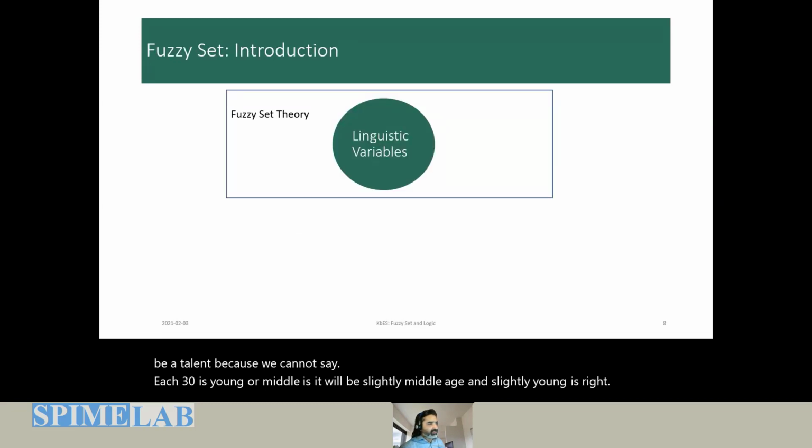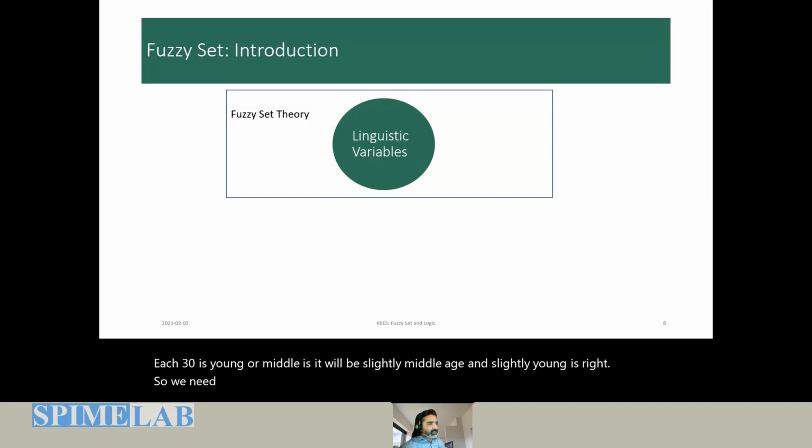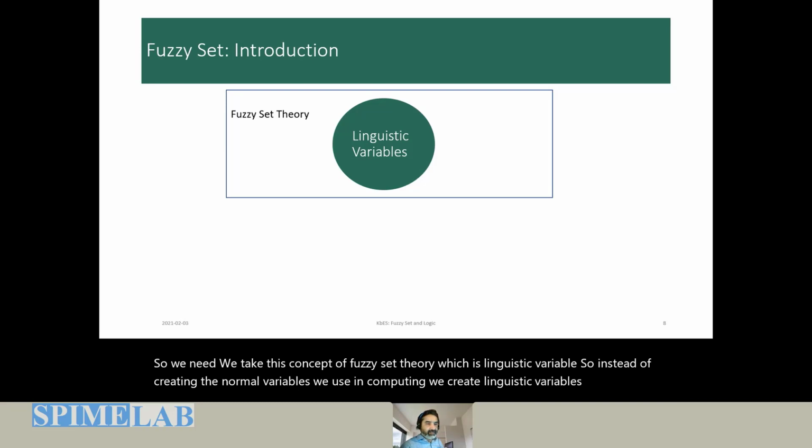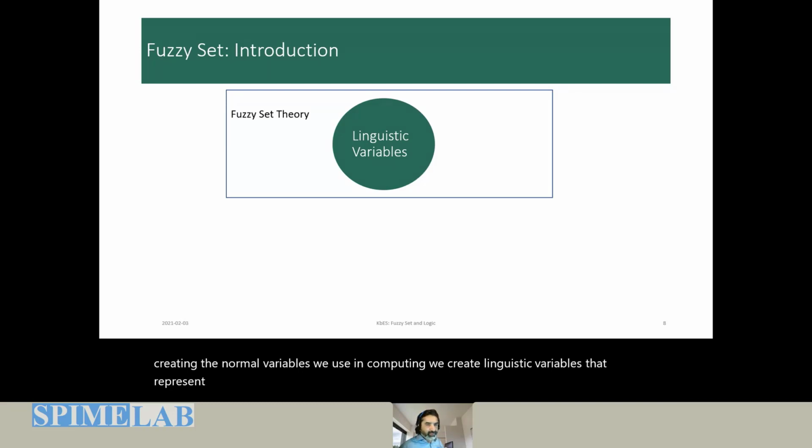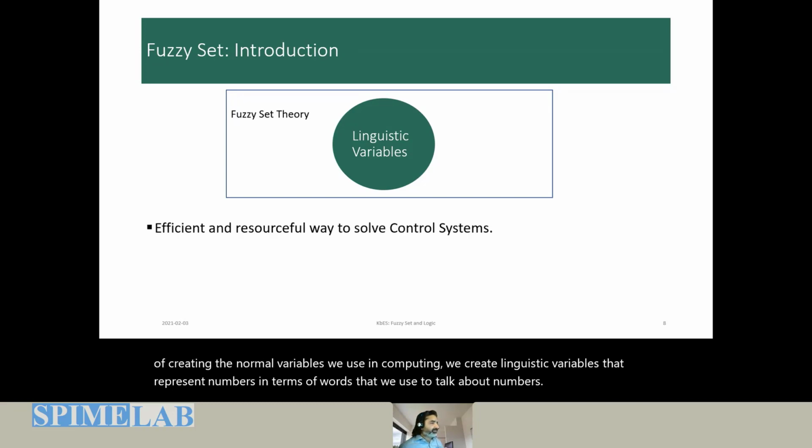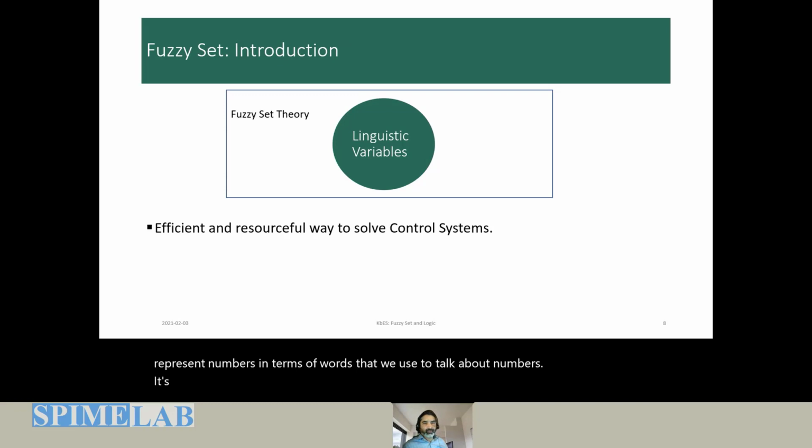So we take this concept of fuzzy set theory, which is the linguistic variable. So instead of creating the normal variables we use in computing, we create linguistic variables that represent numbers in terms of words that we use to talk about numbers. It's an efficient and resourceful way to solve some problems that we cannot solve with the normal crisp set theory or probabilistic way of thinking.